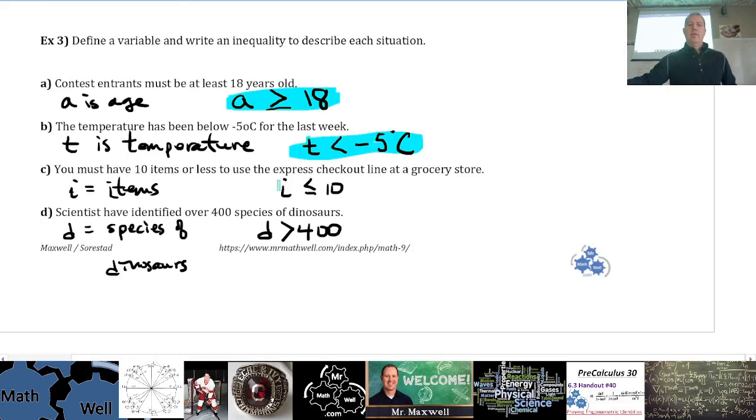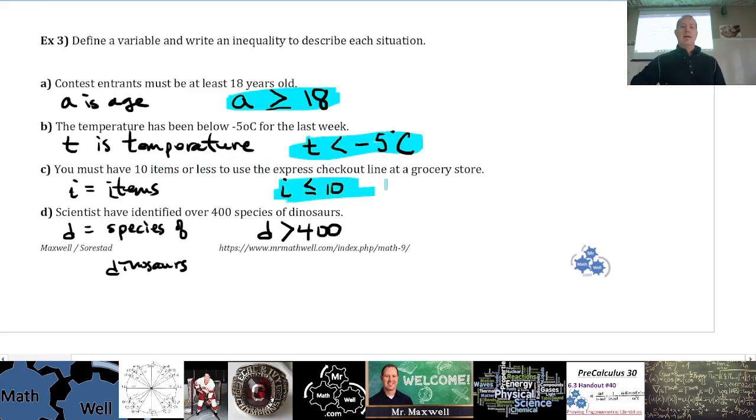All right, so you can look up to the board here if you haven't already yet. I put I as items, 10 items. If you did another variable, that's fine, as long as you clearly labeled what it was equal to. And then you have to have 10 items or less to use the express checkout. So I is less than or equal to 10. You guys agree with that? Everybody have that? Pretty good?